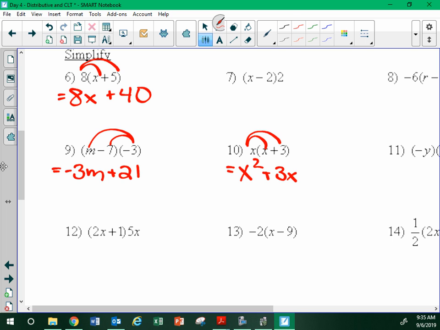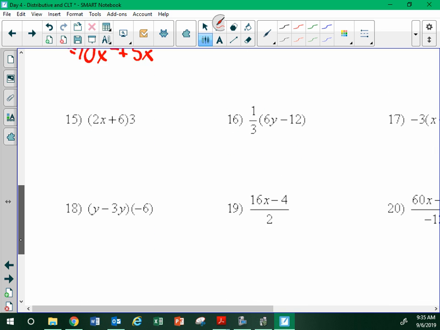Alright, then 12. This is one that we were asked about. 5x times 2x. 5 times 2 is 10. X times x is x squared, right? So that's 10x squared. And then plus 1 times 5, which is 5x.